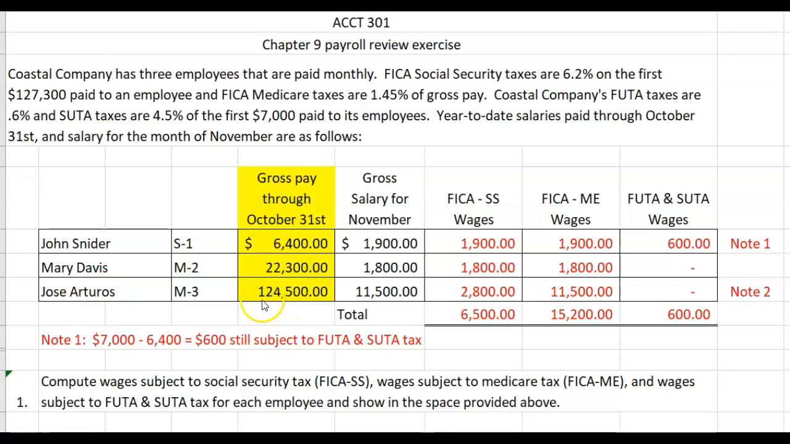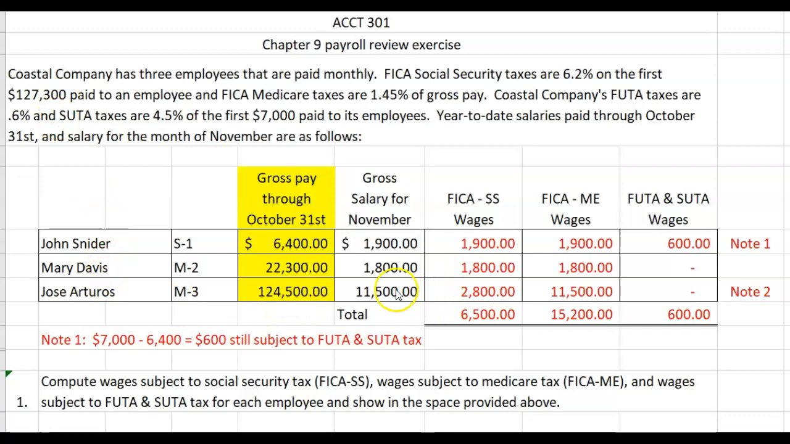Jose had already been paid $124,500 before November. If you look at the amount of gross salary that he's scheduled to receive for the month of November, combined, they will exceed the $127,300 wage base given to you in this problem.